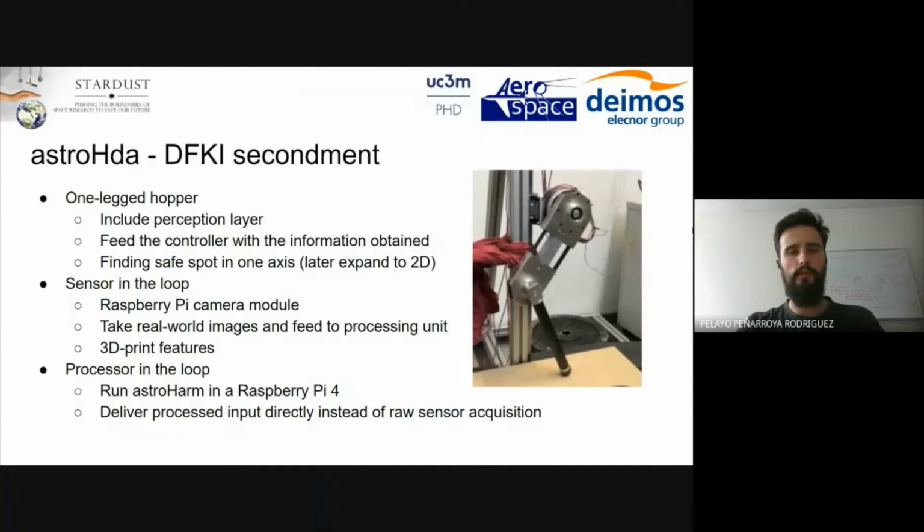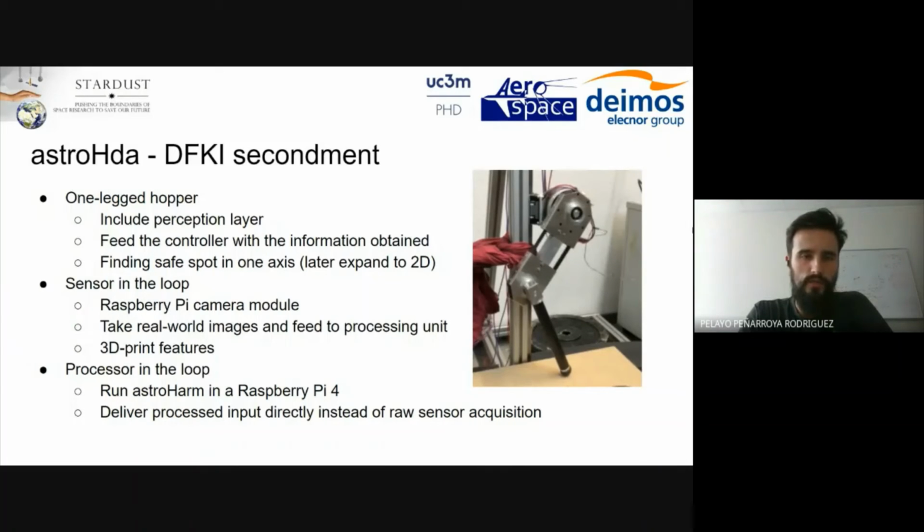Currently, I'm doing my secondment at DFKI Bremen. I did my first one at Politecnico di Milano last year. Here, I'm working on a one-leg hopper that you can see in the picture. What we want to do is include a perception layer to feed the controller with information obtained with the maps I just showed you before. This robot moves in only one axis, so we want to find a safe spot for its foot to be placed. If this is successful, then we will later expand to 2 dimensions.